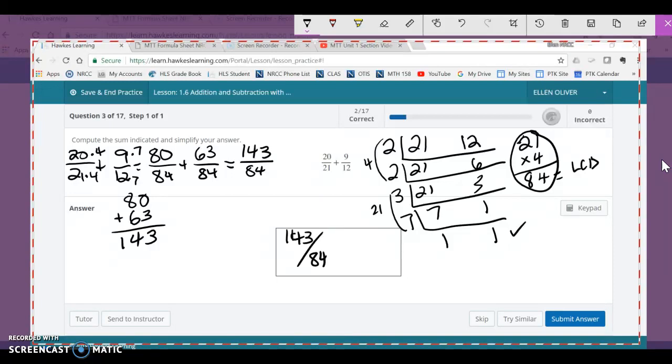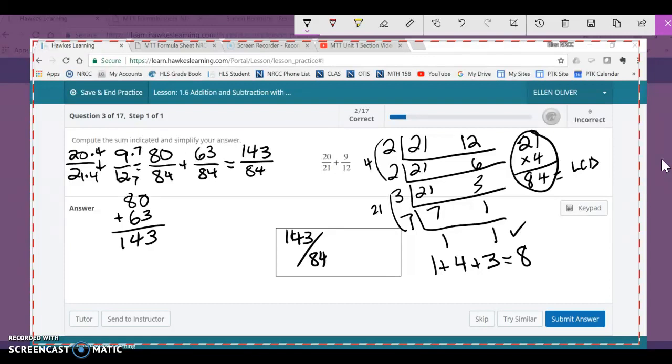And it does not tell me that I can't leave it improper, but I do need to check and see if I can simplify that. So again, I'm going to factor 143. It's really big. I know 2 doesn't go into it. I'm going to check 3 by adding my digits. Remember, 1 plus 4 plus 3 is 8. So 3 does not go into 8, so 3 does not go into 143. I don't know about 4, but there is a rule for 4, but you don't need to worry about it.